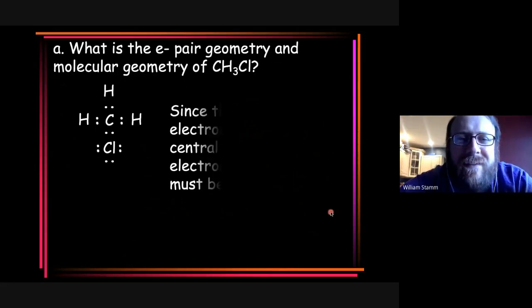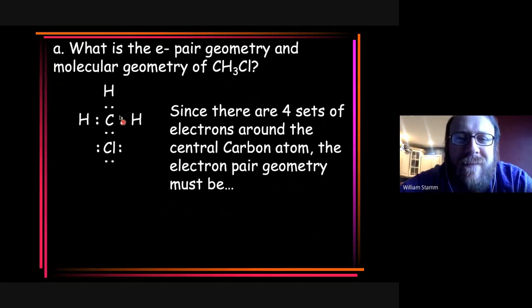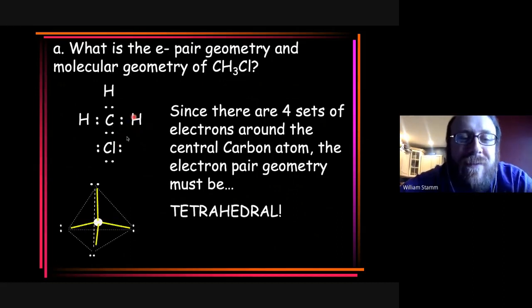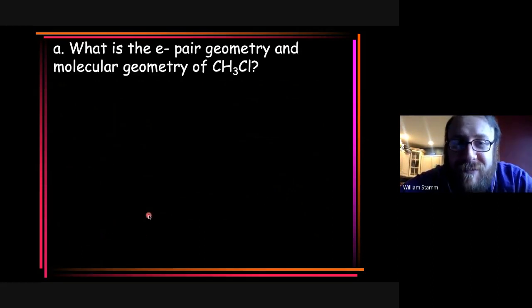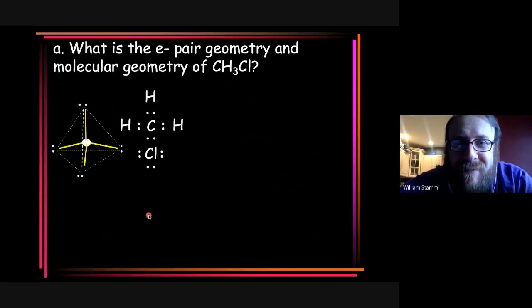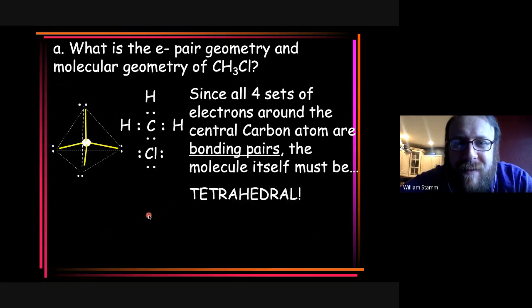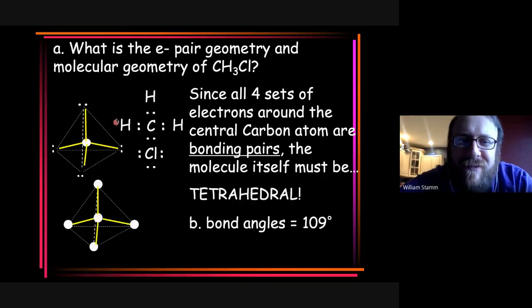Now, what's the geometry here? Since there are 4 sets of electrons around the carbon atom, the electron pair geometry must be, as we know, tetrahedral. That is a tetrahedral shape, 4 things around the central atom. So it looks sort of like this if you would draw it in space. Tetrahedral. Now, the bond angle, you didn't have to memorize these, but every angle between every one of these is 109 degrees. Every single angle is 109 degrees.